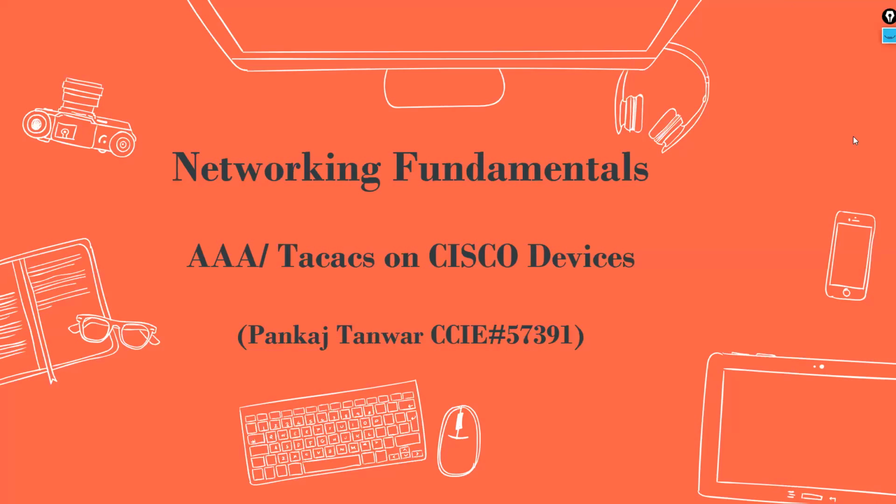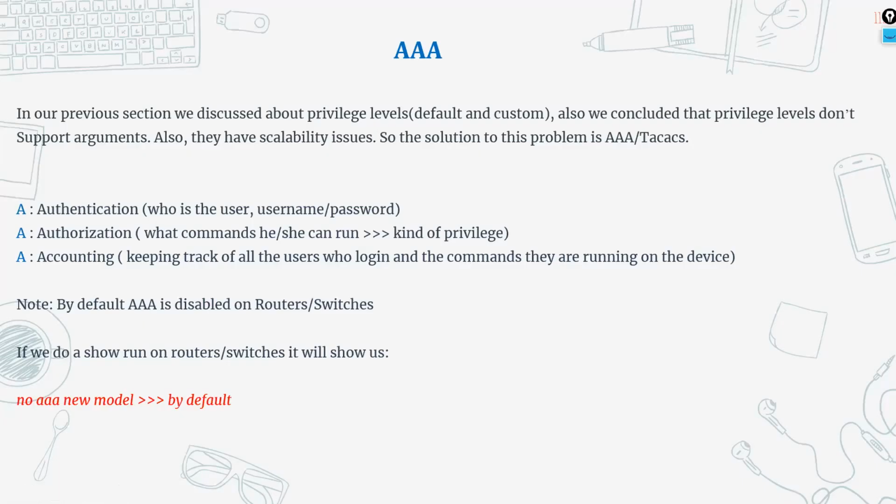In this section, we are going to discuss AAA, and mainly we will focus on the configuration that we can do on our Cisco devices related to AAA or TACACS. In our previous section, if you remember or if you have watched that particular video that I have created on privilege levels, we discussed the default and custom privilege levels. Also, we discussed that privilege levels do not support arguments and they have scalability issues.